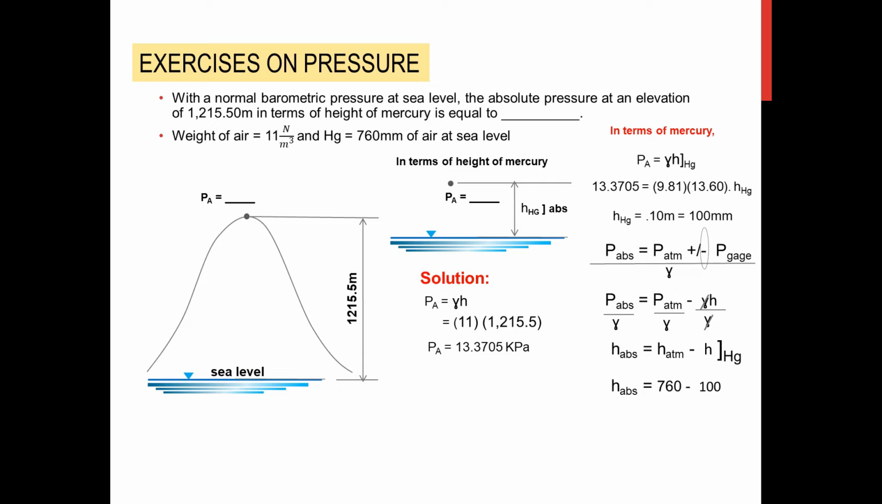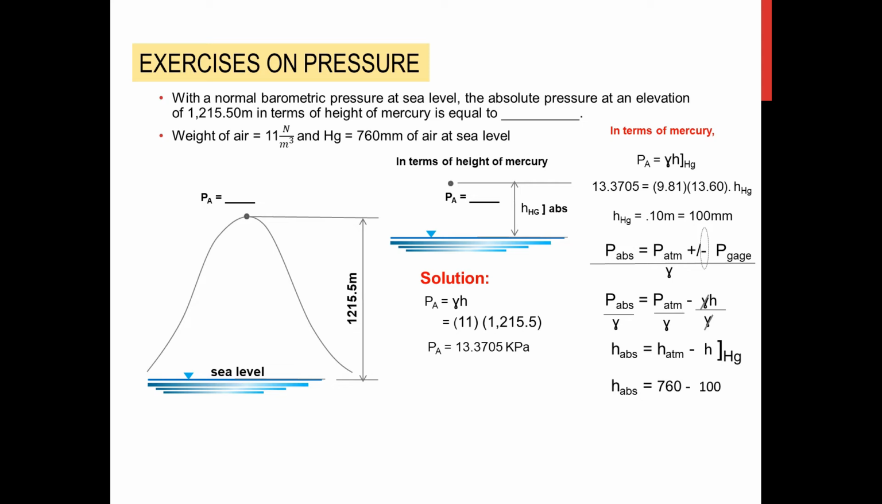Dividing that by 9.81 and 13.6, we can have 760 millimeters. Remember that the value of the pressure is equal to 101.325, also equal to 760 millimeters of mercury. Again, to derive that, just divide 101.325 by the product of 9.81 times 13.6. We can arrive with 760 or 0.76 meters, or that is 760 millimeters of mercury.